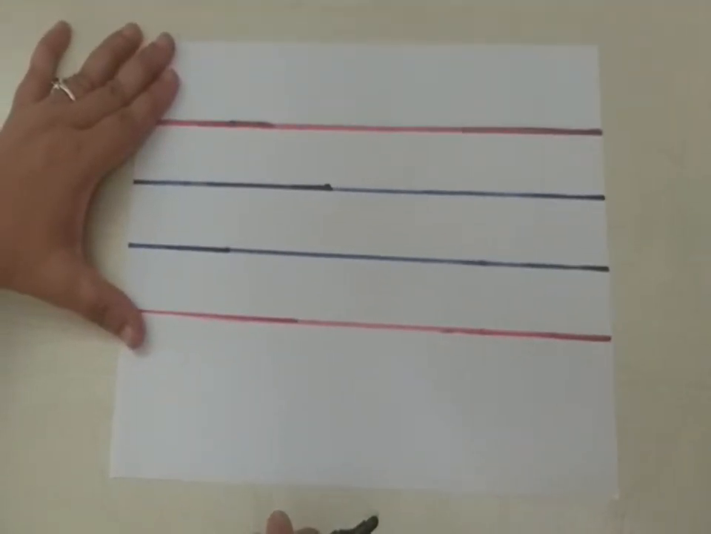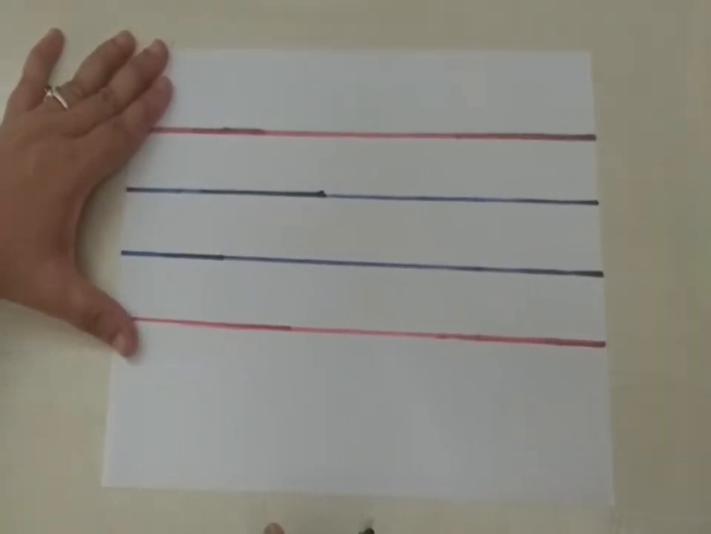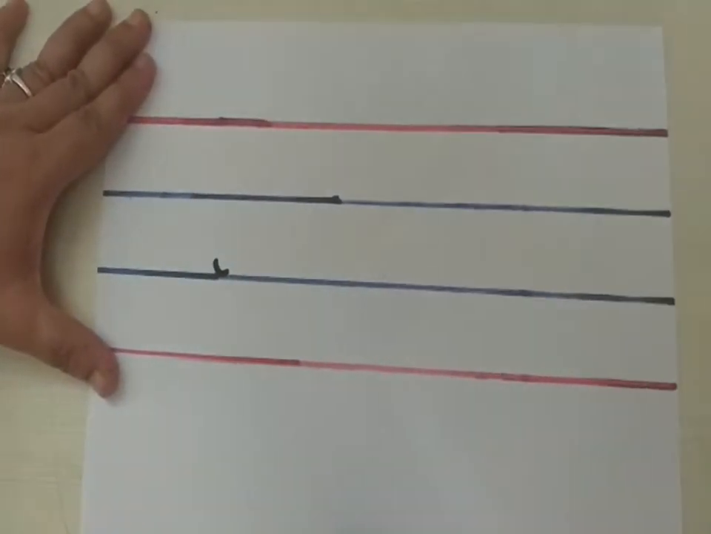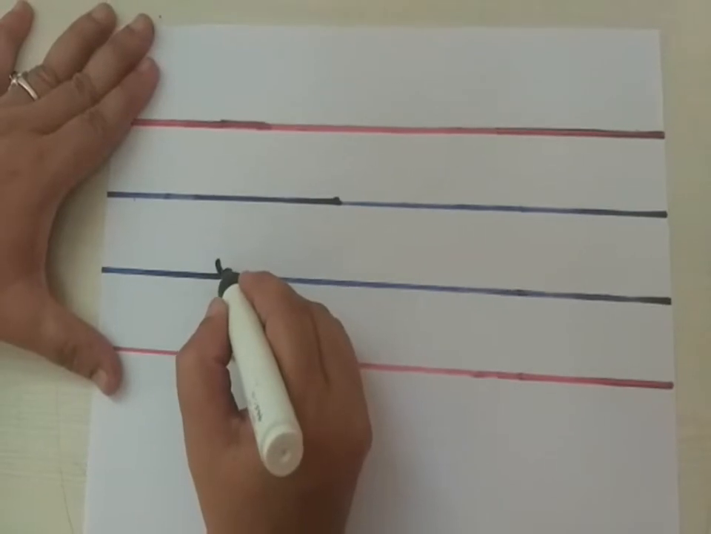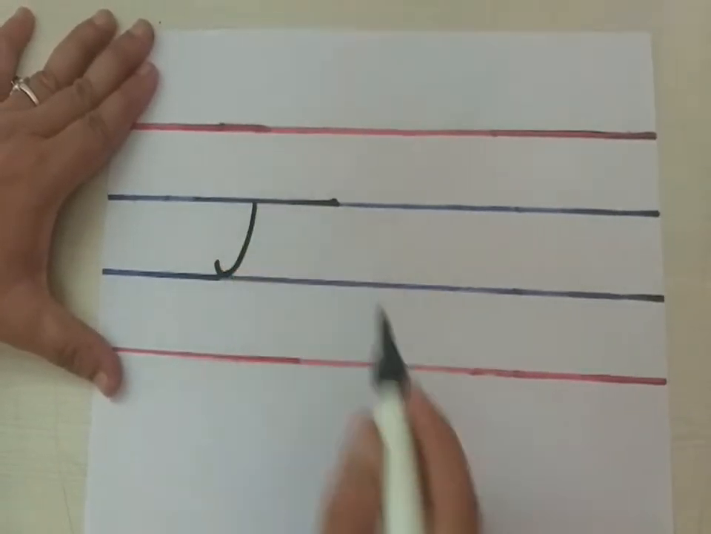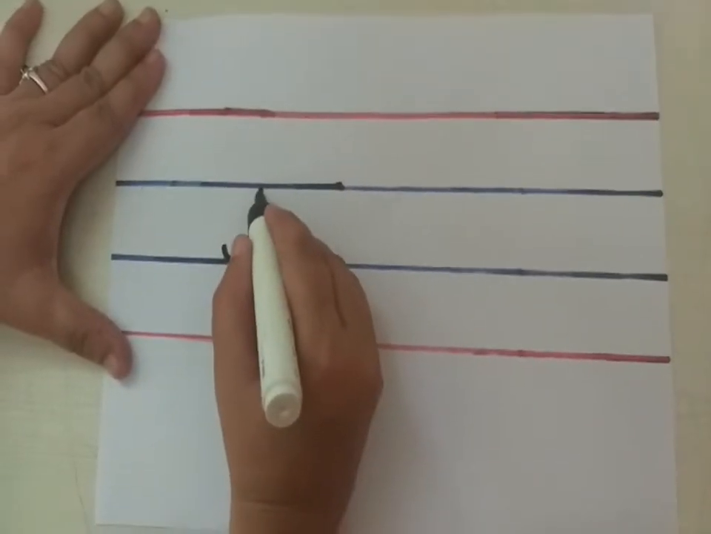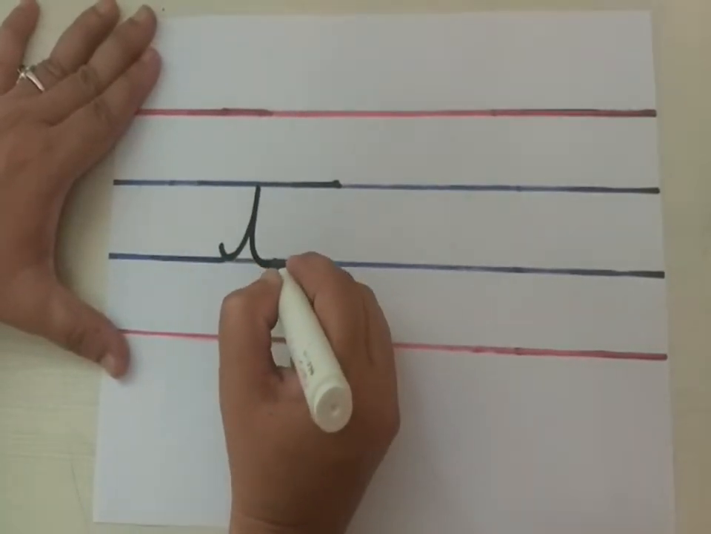T after which letter comes, children? T after U. Shall we write U? See, take a small curve. Okay. Now go up to the second blue line. Slanting line, children. Okay. Now again come down to the third blue line.